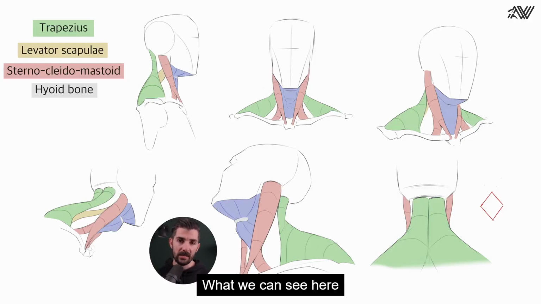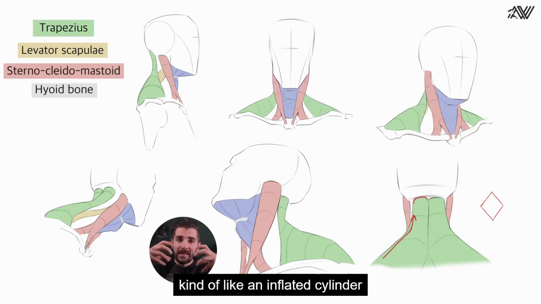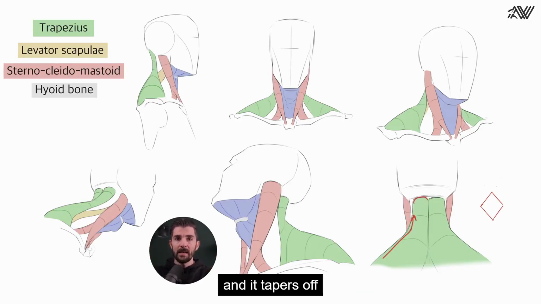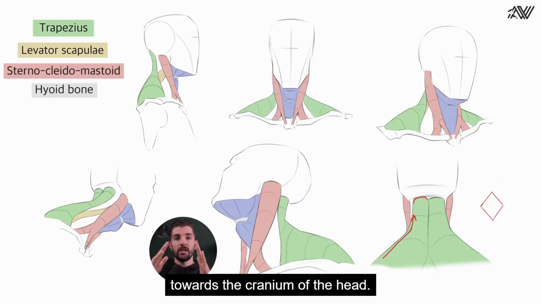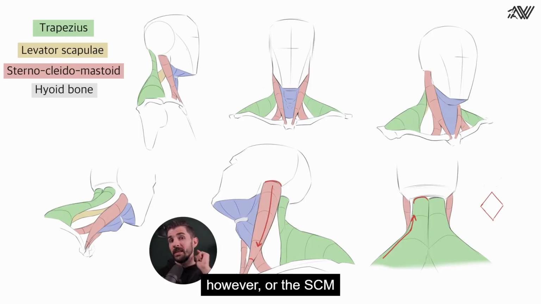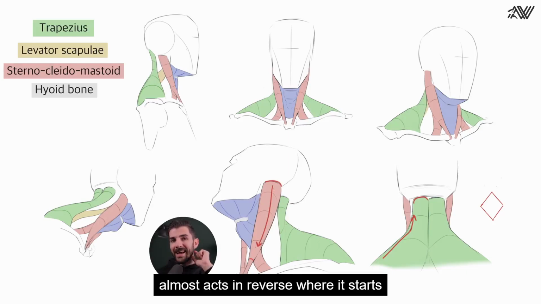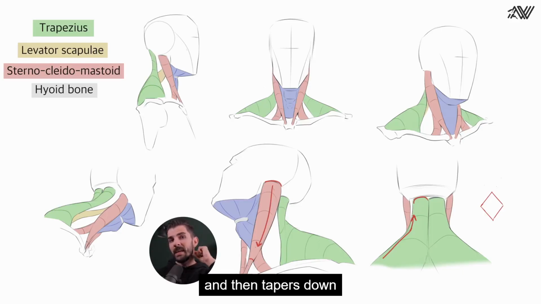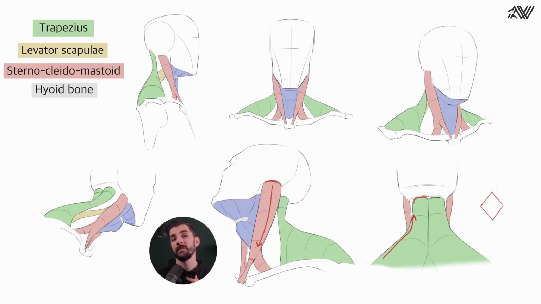What we can see here is that the trapezius muscle is kind of like an inflated cylinder along the shoulder girdle, and it tapers off towards the cranium of the head. The sternocleidomastoid muscle, or the SCM, however, almost acts in reverse, where it starts as a fairly inflated cylinder at the head and then tapers down very thinly and branches off towards the clavicle.